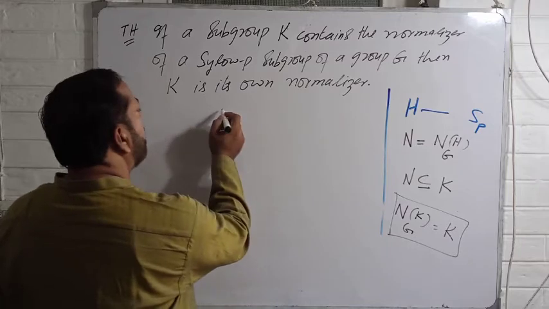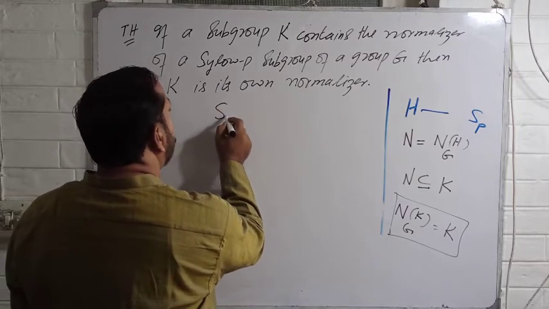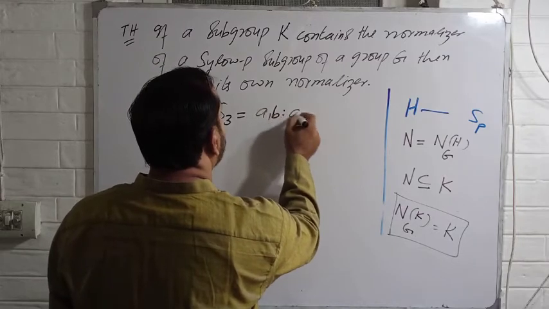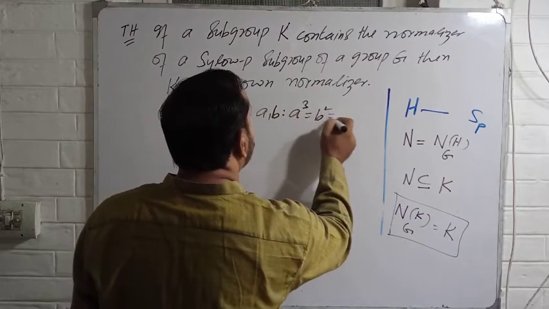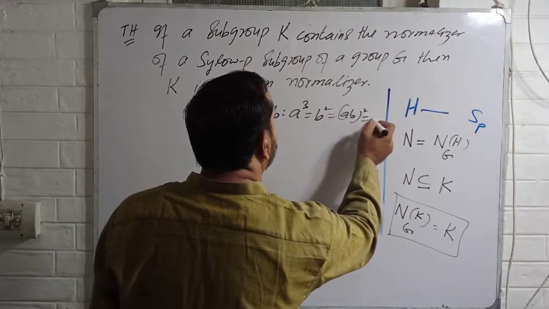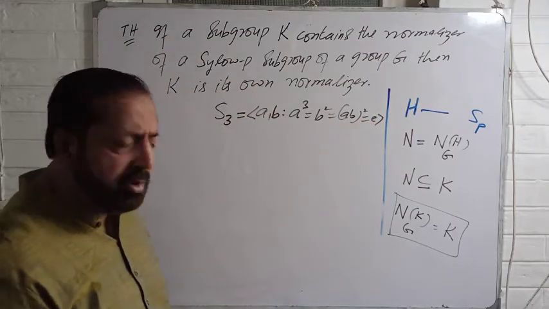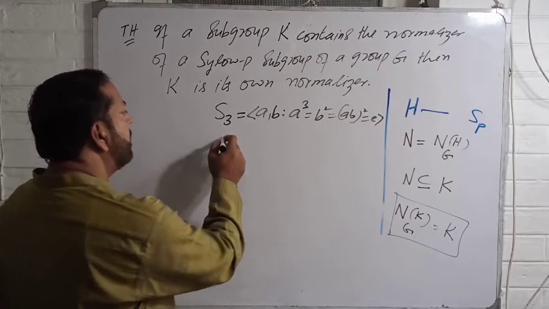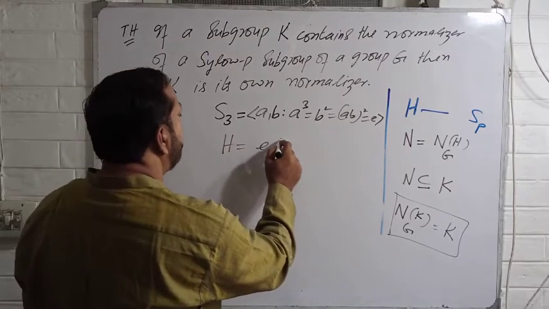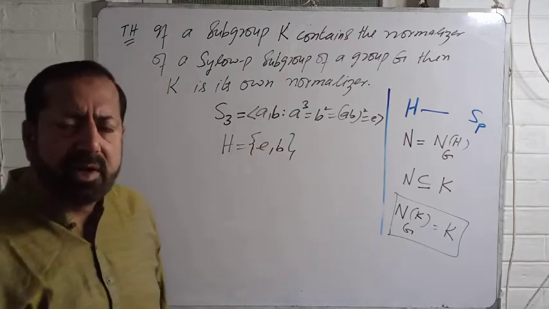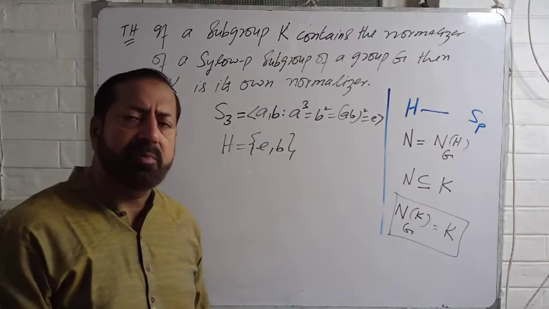You take S3. You know S3 is equal to ⟨a, b : a³ = b² = (ab)² = e⟩. And take a Sylow-p subgroup. You take H, which is equal to ⟨ab⟩, and you know that it's a Sylow-p subgroup. In our previous lecture, we have shown that it's a Sylow-p subgroup for order 2.